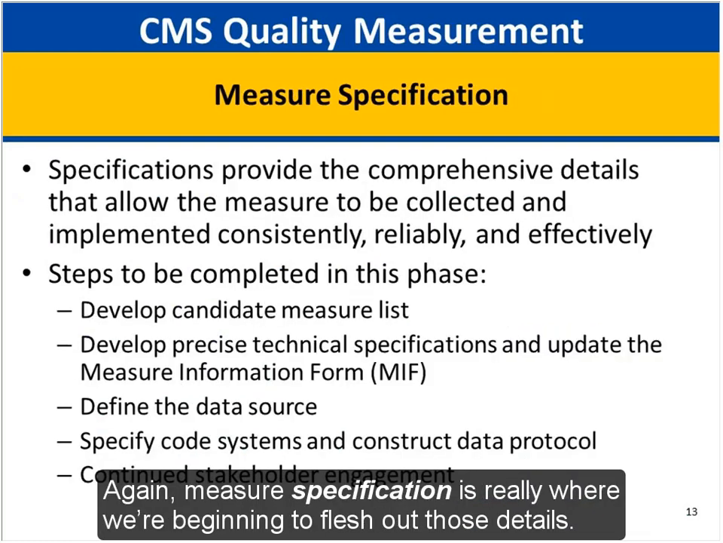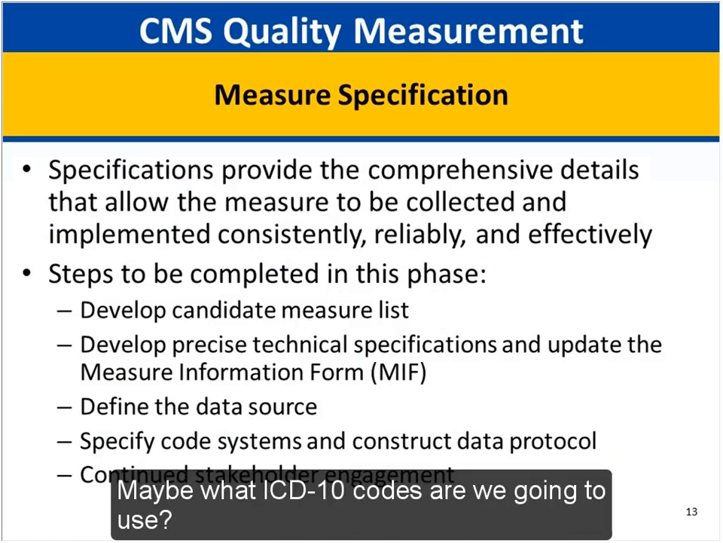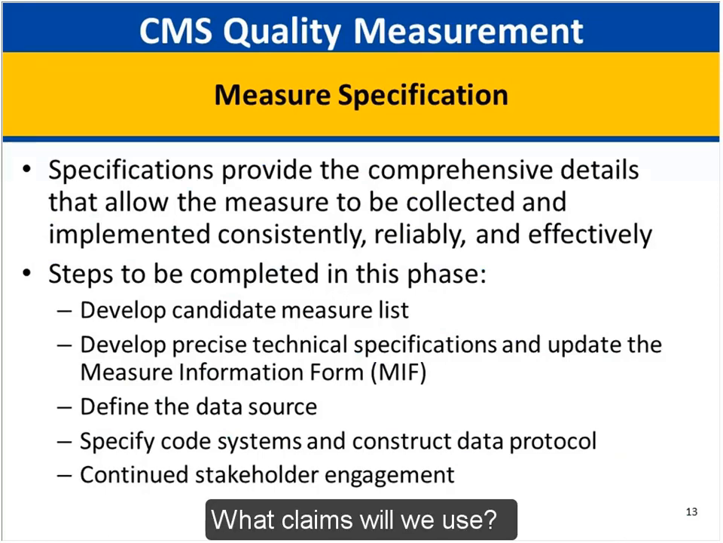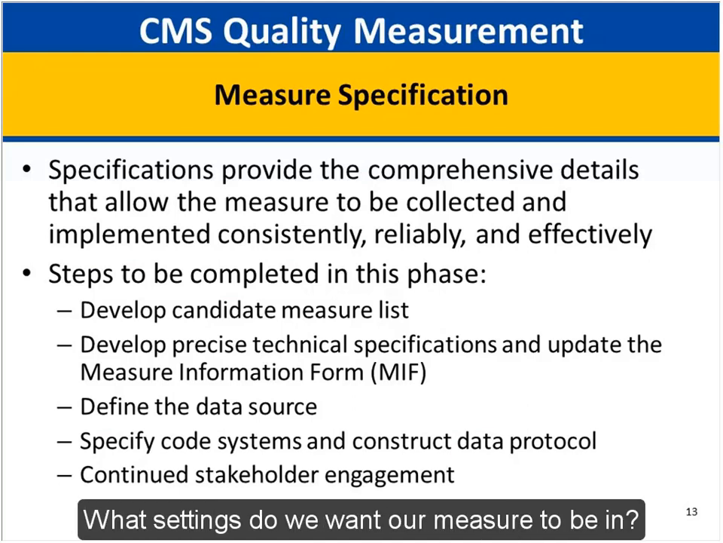Again, measure specification, really where we're beginning to flesh out those details. Where are we going to get the data from? Maybe what ICD-10 codes are we going to use? What claims will we use? Are we going to do surveys of the population? What settings do we want our measure to be in?